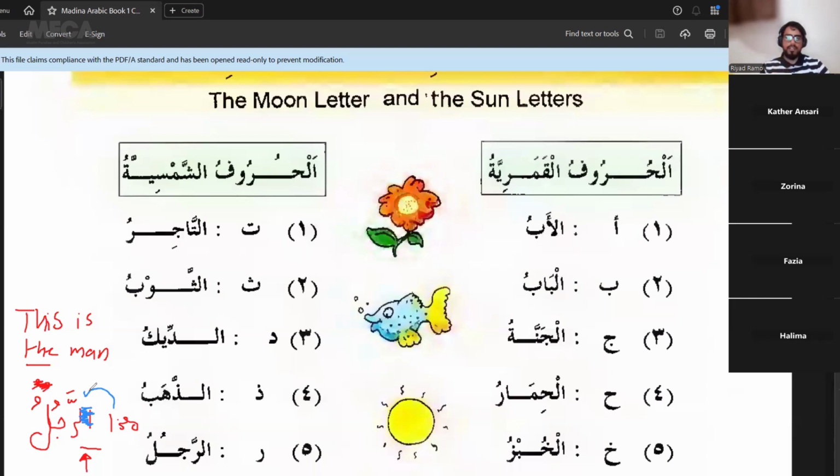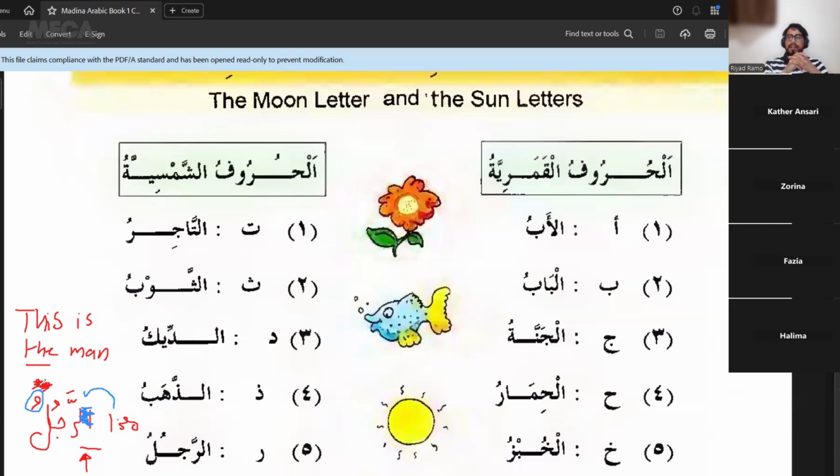Now, third question. This is saying, this is a man, right? هذا رجل. Now, how do I say this is a man? Third only. Yeah, هذا. Oh okay, so this is a man is هذا رجل.